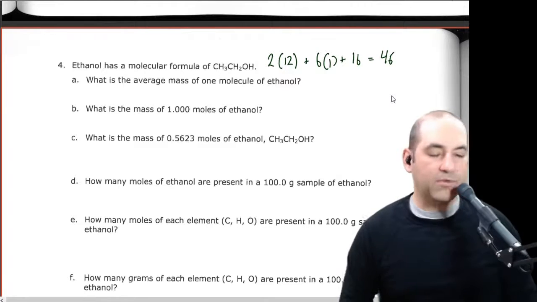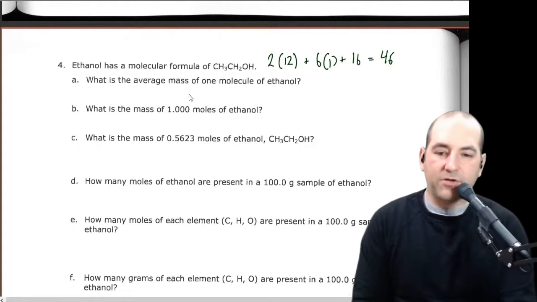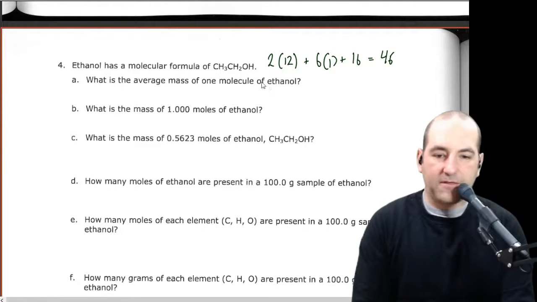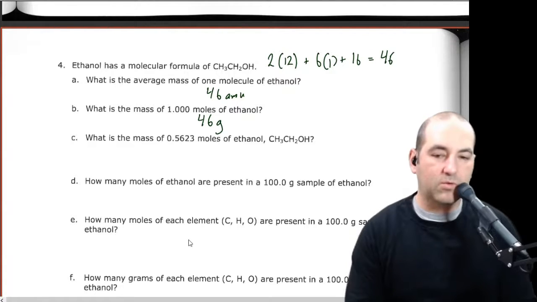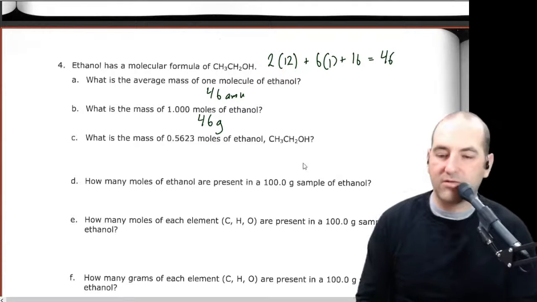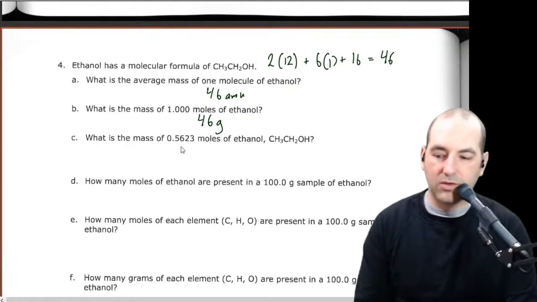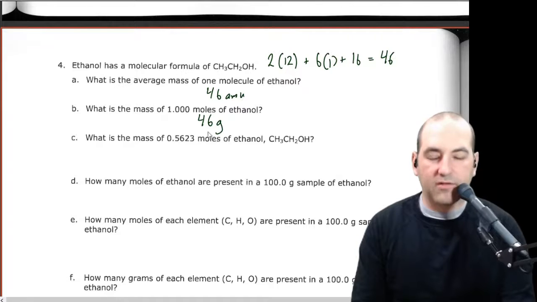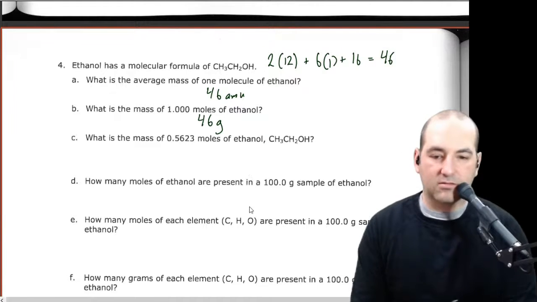So that 46 number, remember, means 2 things. The average mass of one individual molecule of ethanol is going to be 46 atomic mass units. The mass of 1 mole of ethanol is that same 46, but this time it's grams. So we can weigh out 46 grams of ethanol and know that we have about a mole. And if we have less than that, if we have 0.5623 moles, then we're going to have a portion of that weight, right? So you can multiply the moles by the grams per mole to get the mass of a given number of moles.